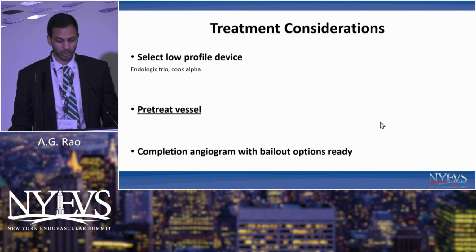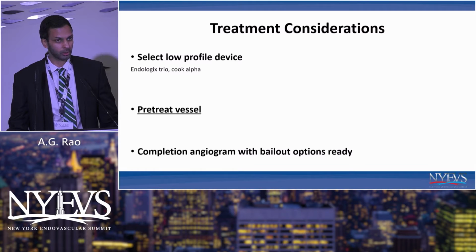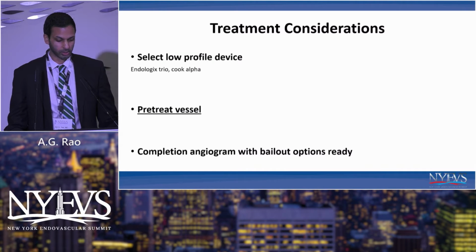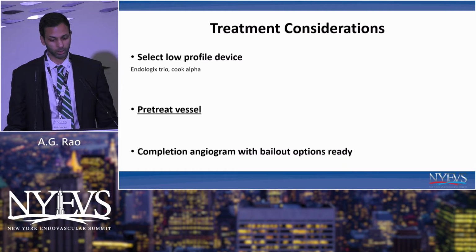So some treatment considerations in general. If you know you're dealing with a small and diseased access vessel, consider a lower profile device, especially if you think you can achieve the same kind of technical success, that can give you an advantage. I think pre-treating the vessel is key, and we're going to talk about that in just a minute. And then obviously have a high index of suspicion for any sort of iliac injury, shoot a completion angiogram, and have your bailout options ready to go.